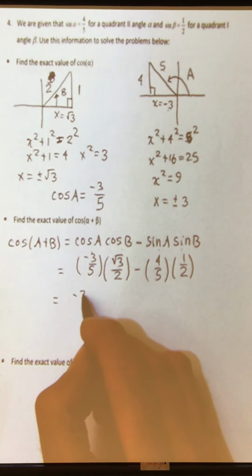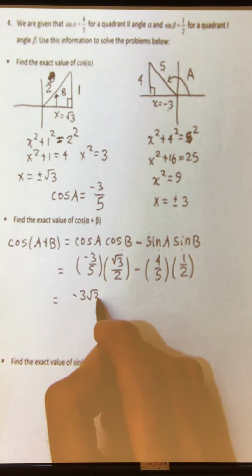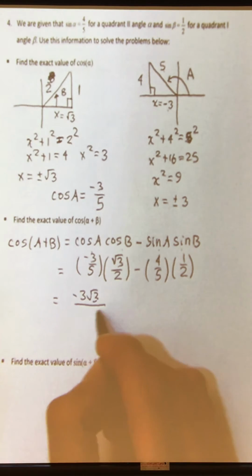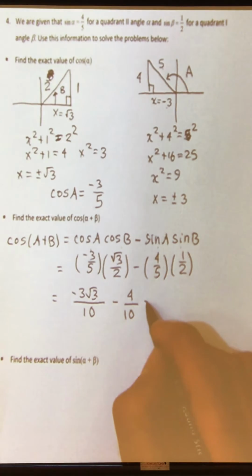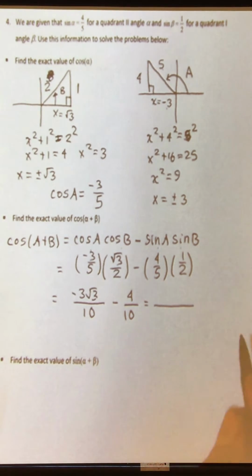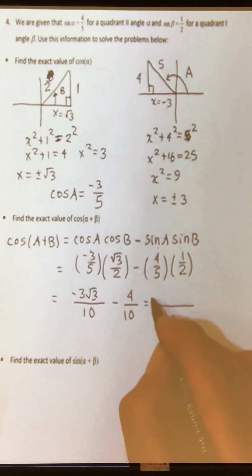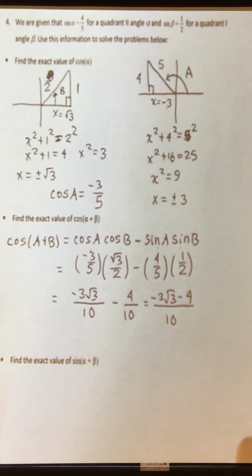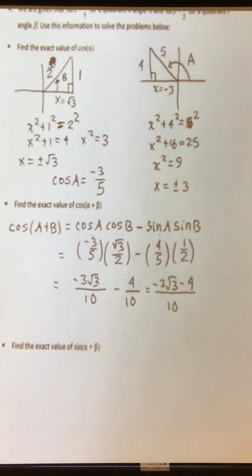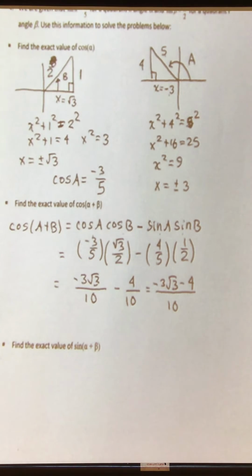Now it's an arithmetic problem. So this is negative 3 times root 3 divided by 5 times 2 is 10, minus 4 times 1 divided by 5 times 2. We already have a common denominator, so we can write our answer as a single fraction, negative 3 root 3 minus 4, all divided by 10. And there's the exact value of cosine A plus B, even though we have no information about the angle A plus B.